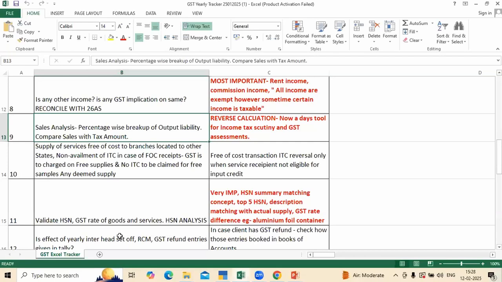Like my sales amount is say 1 crore, and it pertains to the 5% slab. The tax amount for the 5% slab should be 5 lakh. The same way, the sales pertaining to 12% is say 50 lakhs, then the tax pertaining to that should be 6 lakh. So we need to do the ratio analysis for the tax with the sales amount.